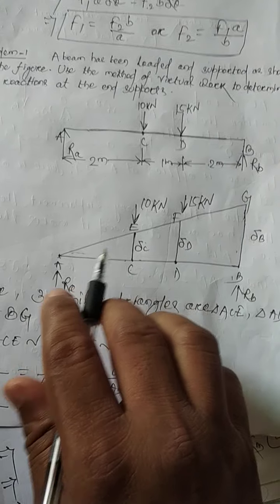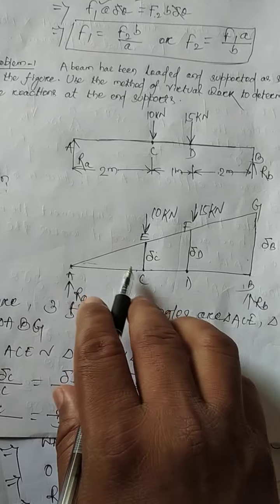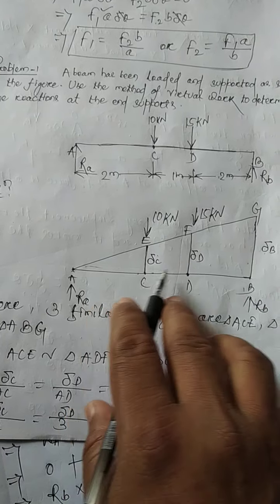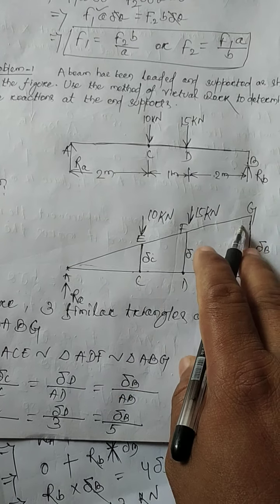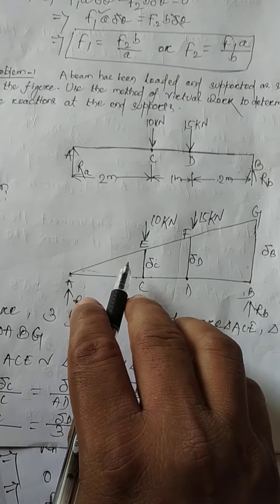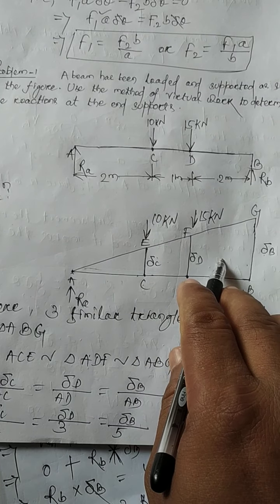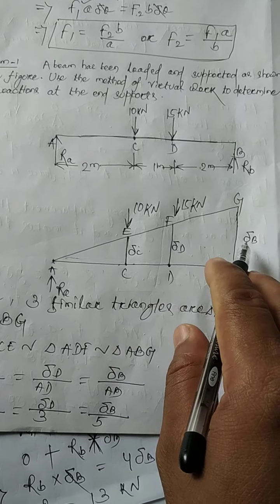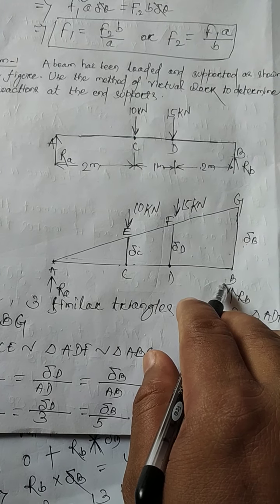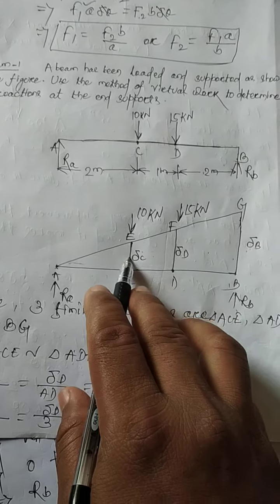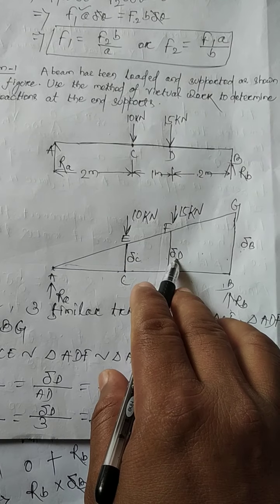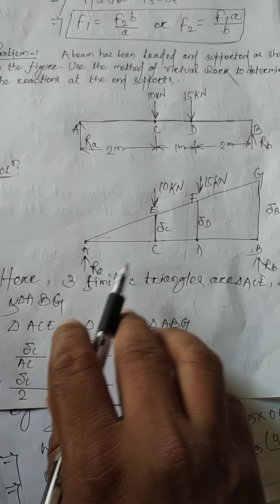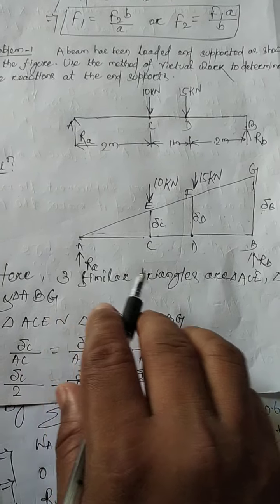Now see, ACE is a right angle triangle, ADF is also a right angle triangle, and ABG is also a right angle triangle. So by putting the similarity equation of the triangles, we can find del C, del D and del B. We need to calculate RB, so we will find del C and del D in terms of del B by putting the similarity of triangles.